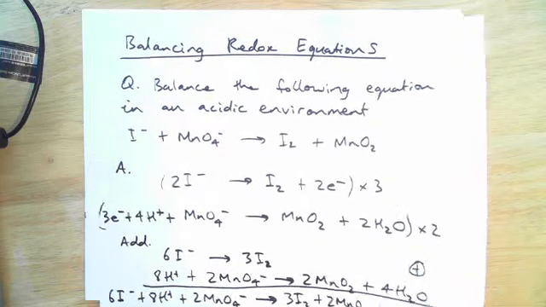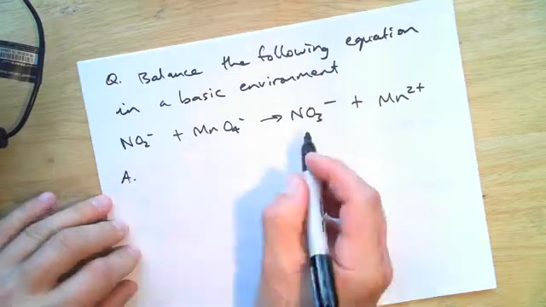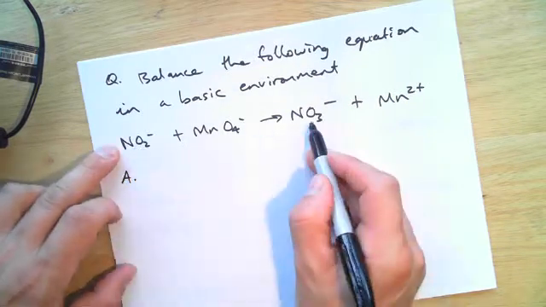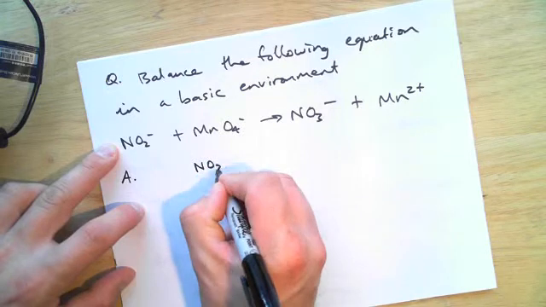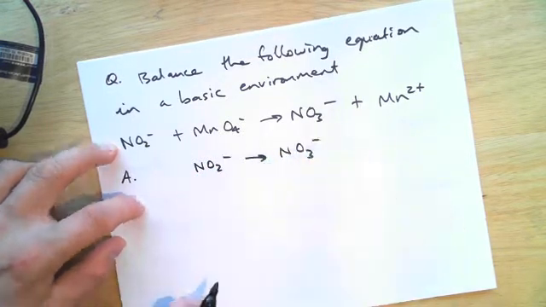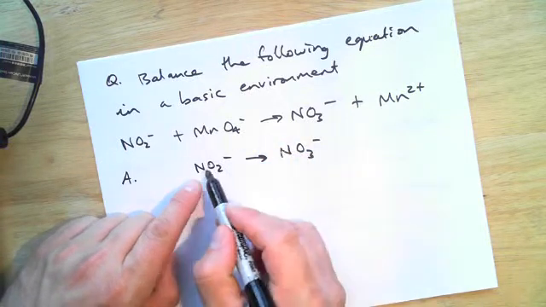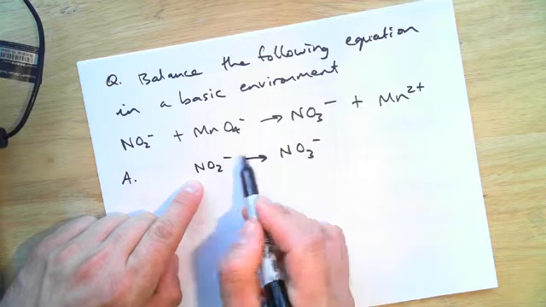Let's have a look at another one. This time it's going to be in a basic environment. Here again we split it up into the two half equations. The NO2 minus and the NO3 minus is going to be one of those. To balance this one, the N's are the same. There's one N on either side.